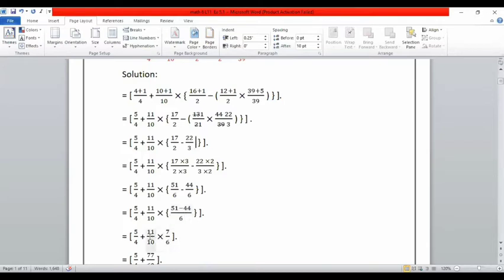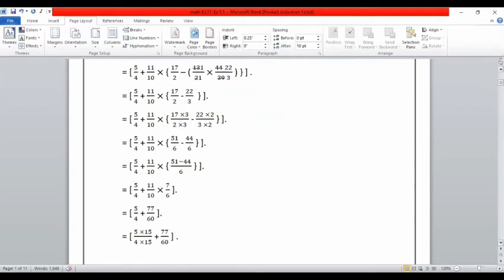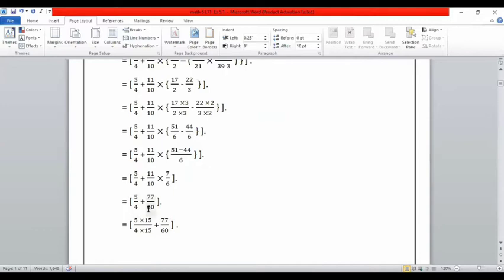Now here, before going to add these numbers, I have to do the multiplication. In multiplication, we will first see cancellation of numerator with denominator, or opposite numbers, or cross numbers. If all these possibilities do not exist, then we multiply numerator by numerator, denominator by denominator. 11 times 7 will be 77, and 10 times 6 will become 60.